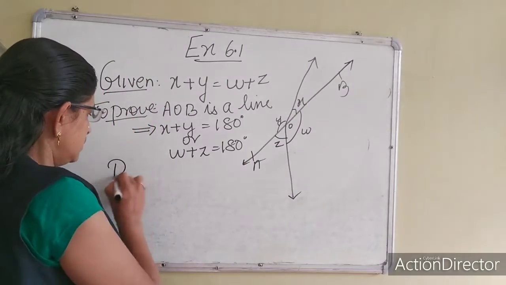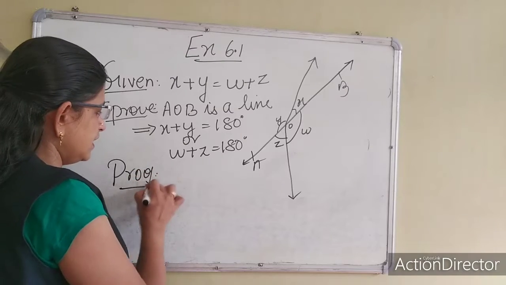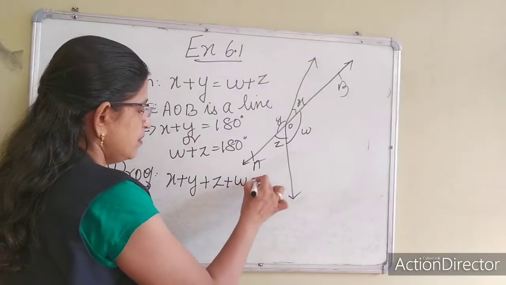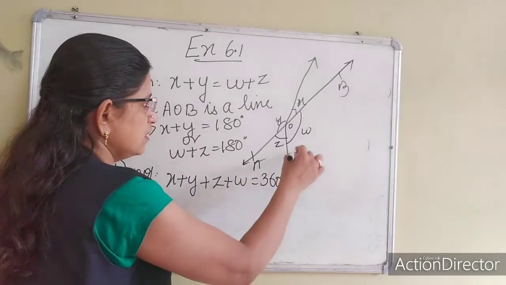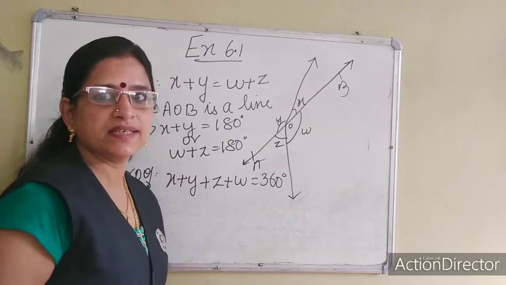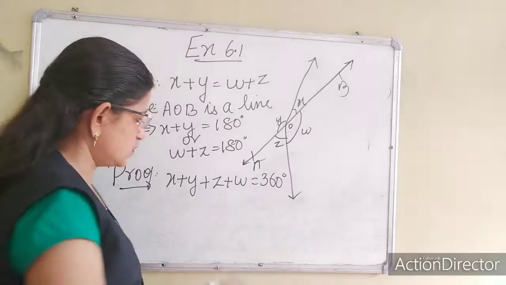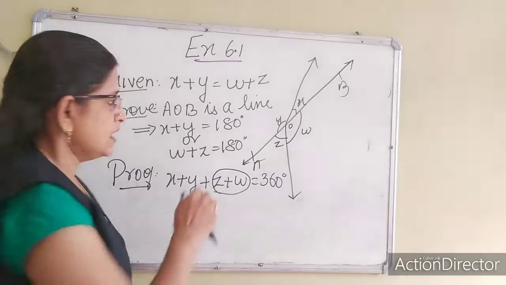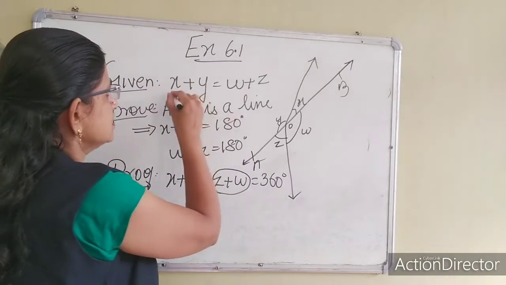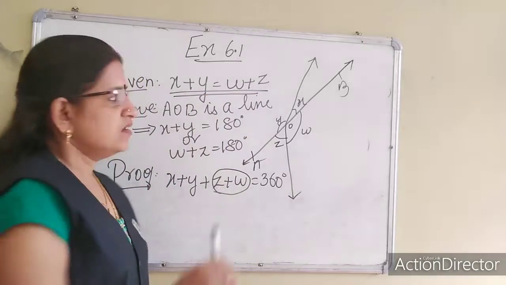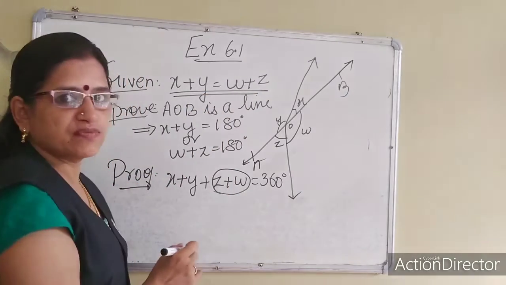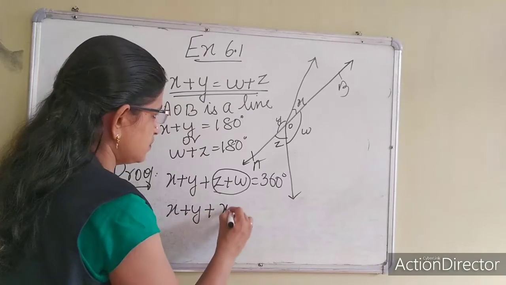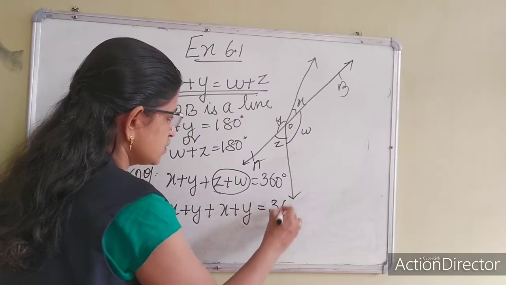So how to prove? First you have to write x plus y plus z plus w is equal to 360 degrees. What do you know about all these four angles? Full angle. It is 360 degrees. So now in place of this w plus z, I am going to replace this one, that is x plus y. Why? Because it is given x plus y is equal to w plus z. So x plus y, again x plus y is equal to 360 degrees.